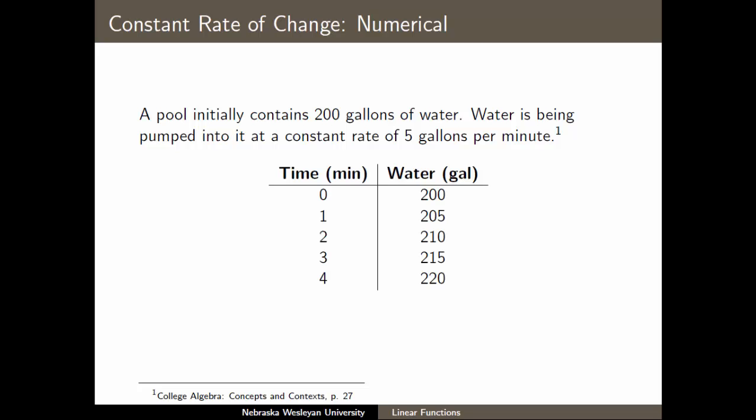From a numerical perspective, we could form a table containing the data for the first few minutes. At time 0, we were told that the pool contained 200 gallons of water, and then 1 minute later it would contain 205, and 2 minutes later 210, and so on. Each minute that passes, 5 more gallons of water are added to the pool.